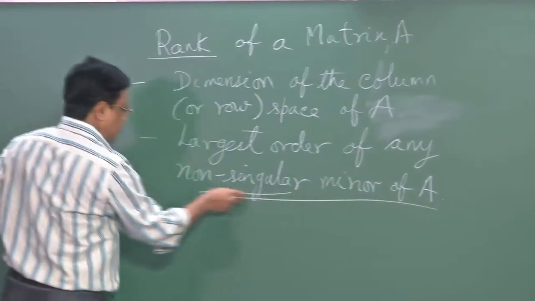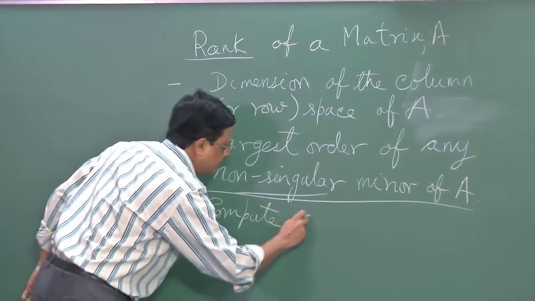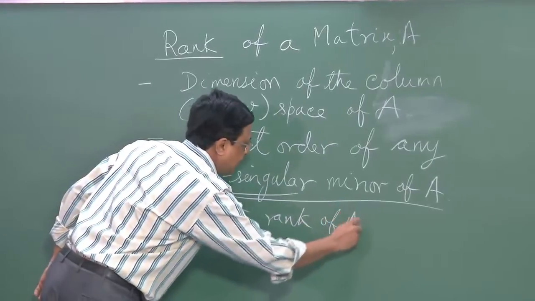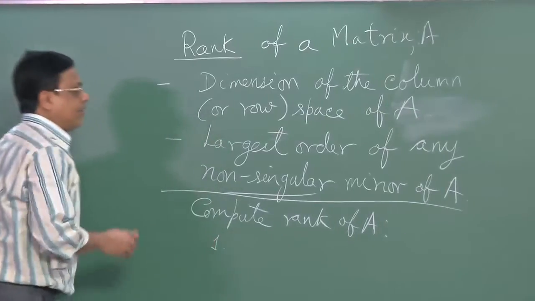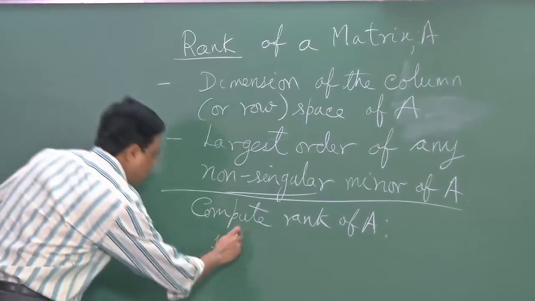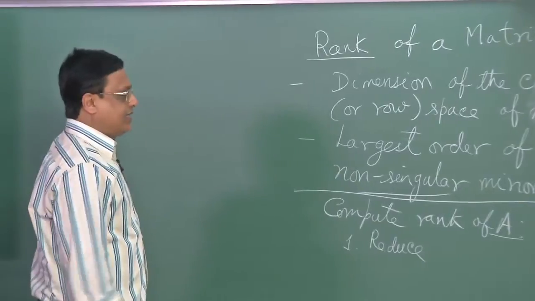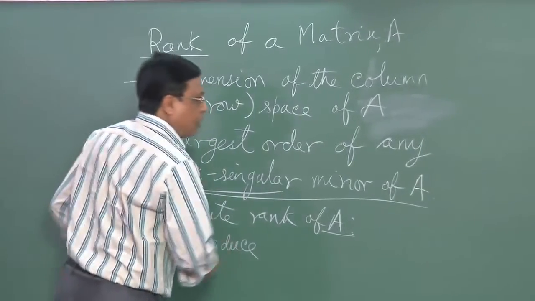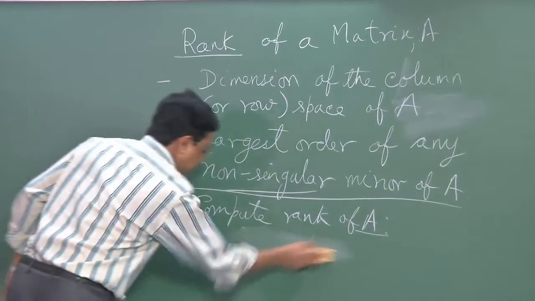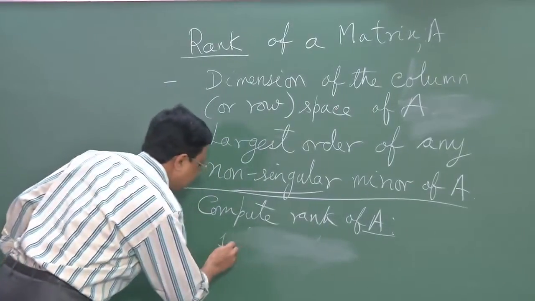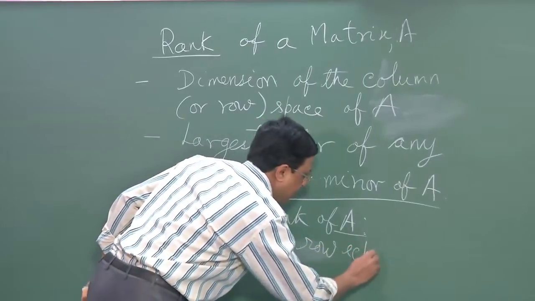Now, there are several methods to compute the rank. We will briefly discuss one such method to compute the rank of A, and there are four steps I am writing in brief. Step one: reduce to row echelon form. That means this is the processing done to A to compute its rank. So, take A and convert it, or put it, to row echelon form.